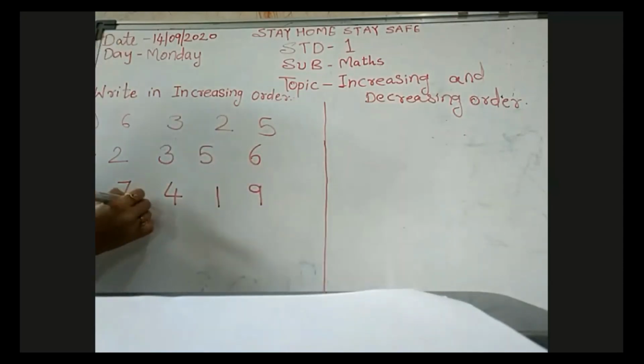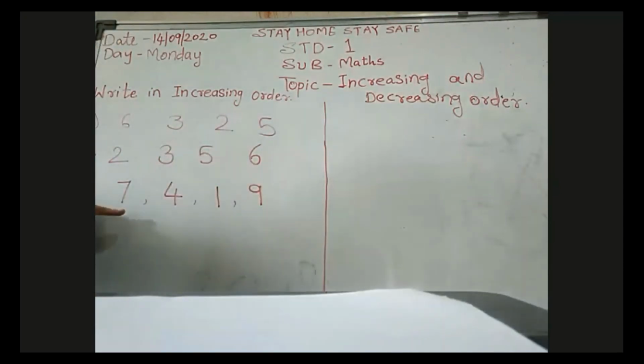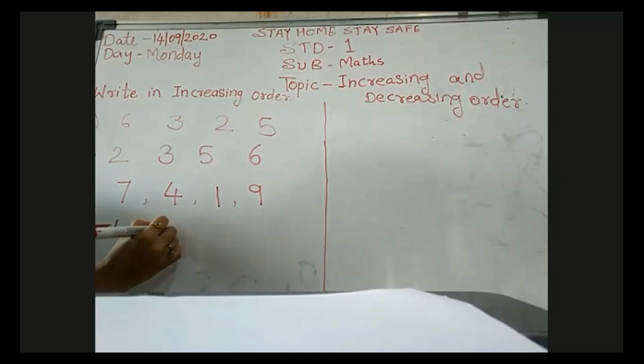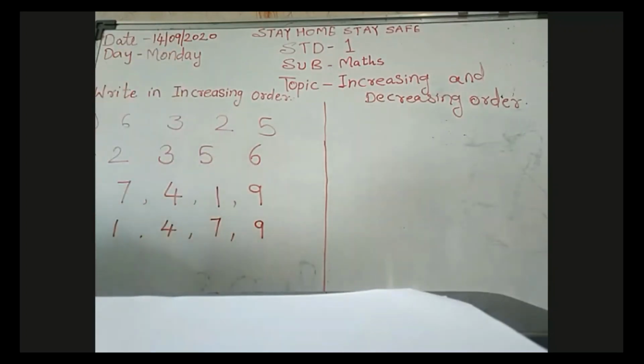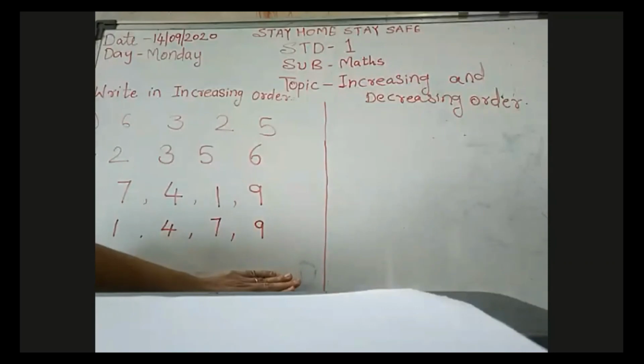Okay. Now, Naman, you have to answer for this. 1. 9 will come first? 1. 4. Very good. 7. Very good. 9. Excellent. This is called increasing order. Okay?